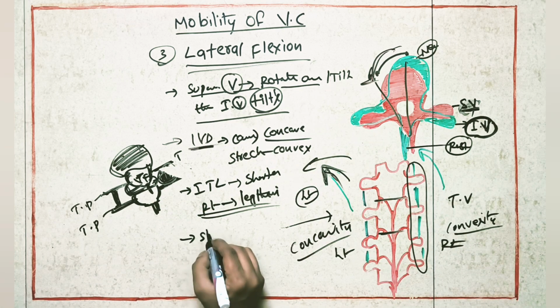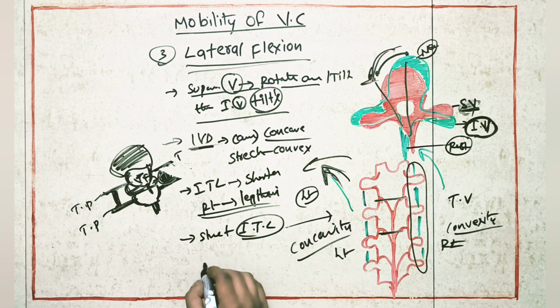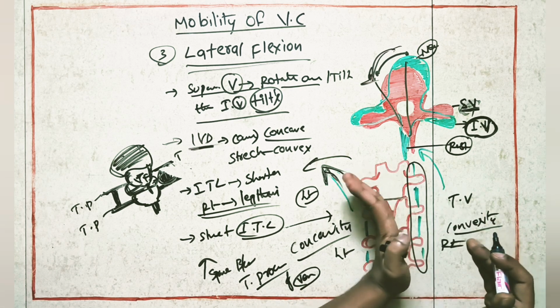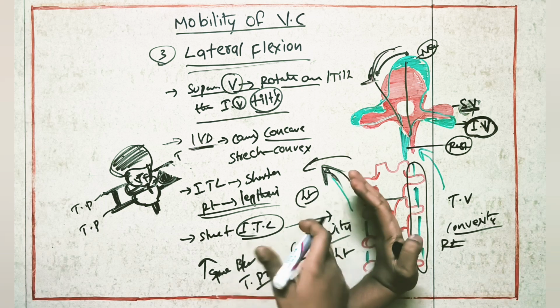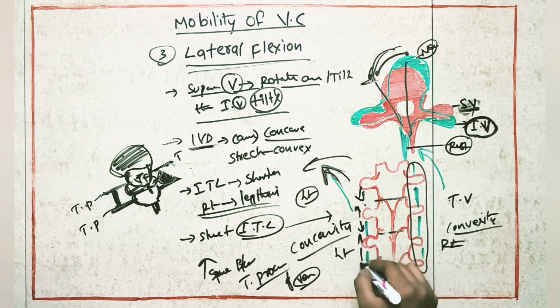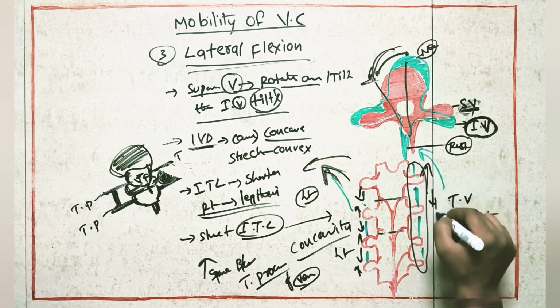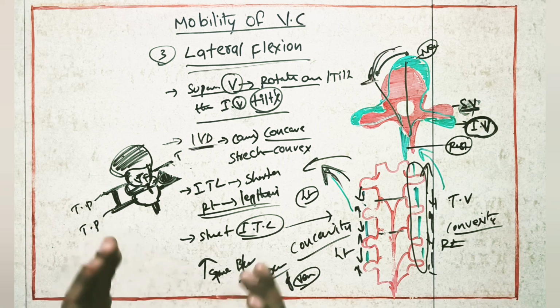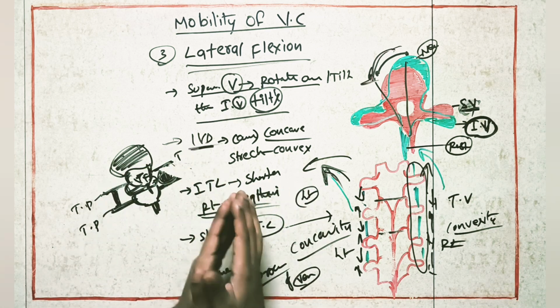At the same time, the stretching of the intertransverse ligament is going to increase the space between the transverse processes of the vertebra. If it is neutral and then bending like this in lateral flexion, this side transverse processes will come closer to each other, and this side transverse processes will separate from each other. So this is about the lateral flexion of the vertebral column. Clear? So this is about movements: flexion, extension, lateral flexion, rotation.